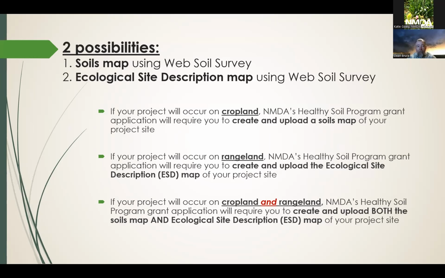Okay, so in creating a soils map or an ecological site description map, you'll be using the same web software. It's Web Soil Survey. And for projects that will occur on cropland, NMDA's Healthy Soil Program grant application will require you to create and upload a soils map of your project site. If your project's going to occur on rangeland, NMDA's Healthy Soil Program grant application will require you to create and upload an ecological site description map of your project site. If, however, your project is going to occur on both cropland and rangeland, NMDA's Healthy Soil Program grant application will require you to create and upload both a soils map and an ecological site description map of your project site.